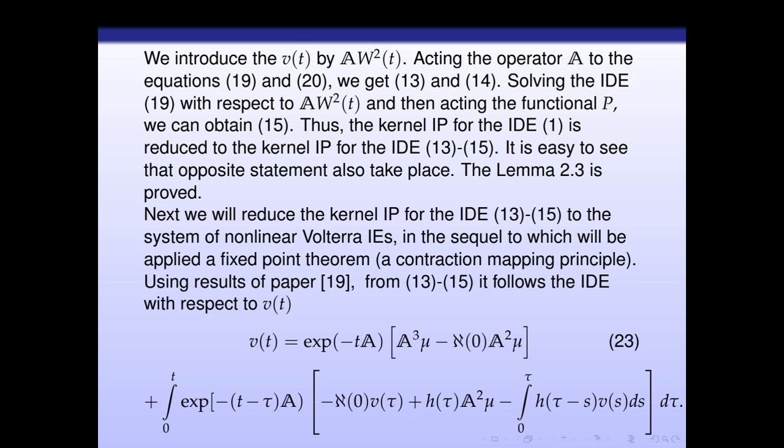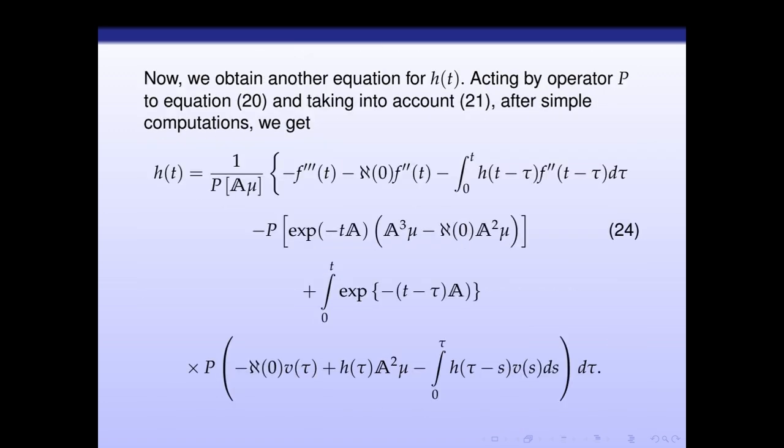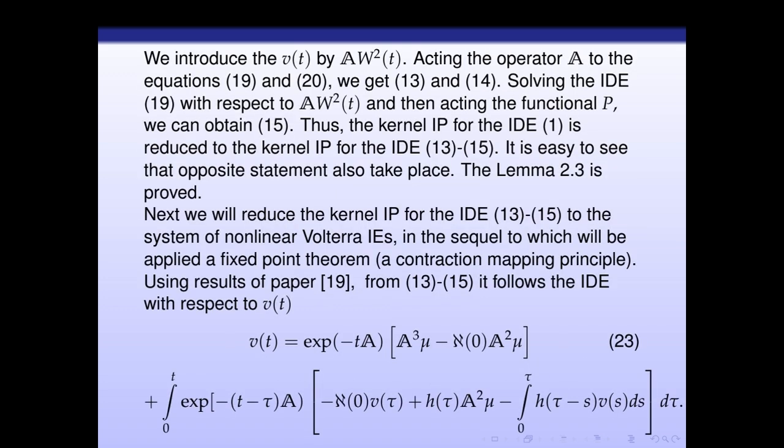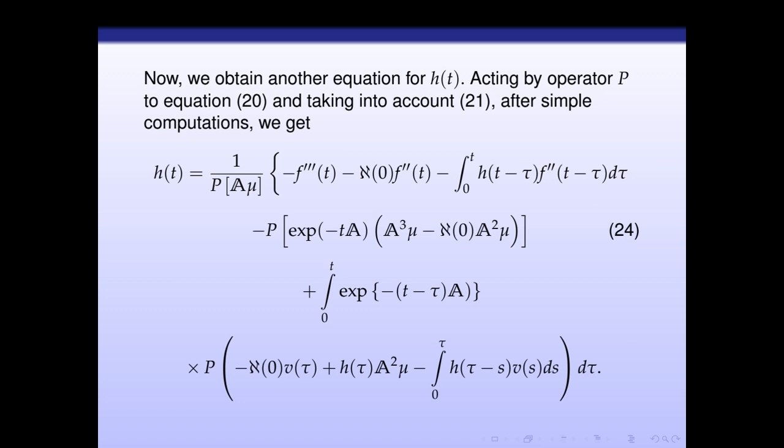Now using results of the paper, we can write the equivalent integral form 23 of our problem, and we obtain a formula for v of t and k of t, two unknown functions. Applying the operator P to equation 20 and taking into account 21, after simple computation, we get the formula for h of t by 24.